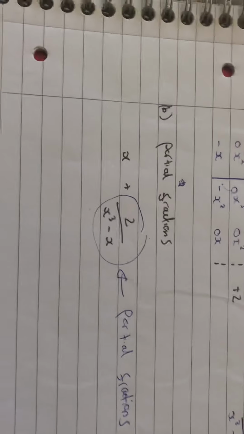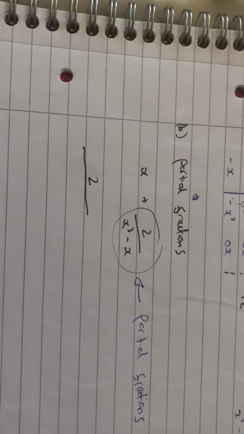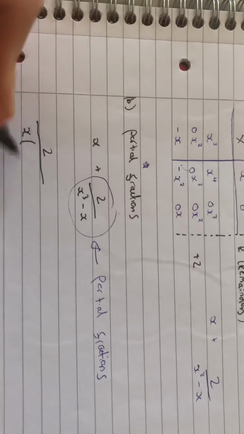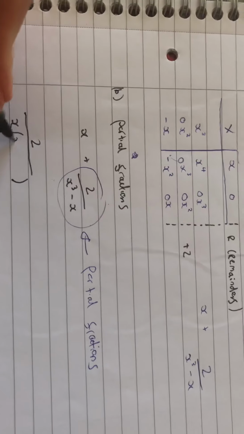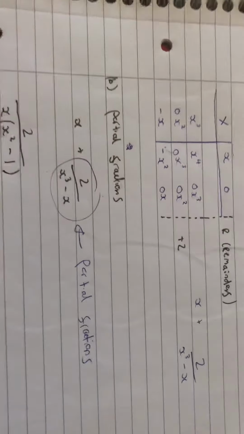So I'm going to ignore the x for now and just hope I don't forget about it at the end. So I'm going to write that 2 over. Now to do partial fractions I need to factorise that. So it looks like it's going to be a single bracket. So I'm going to take an x out. And then it's going to be x squared minus 1.